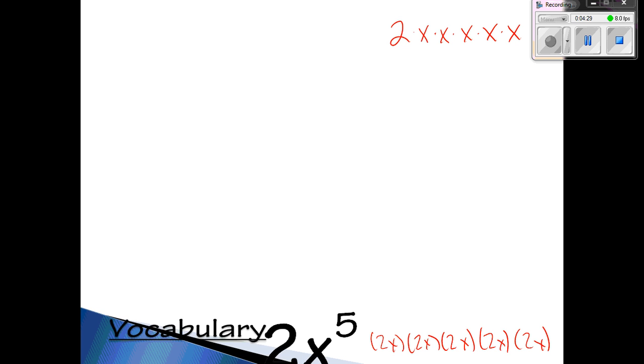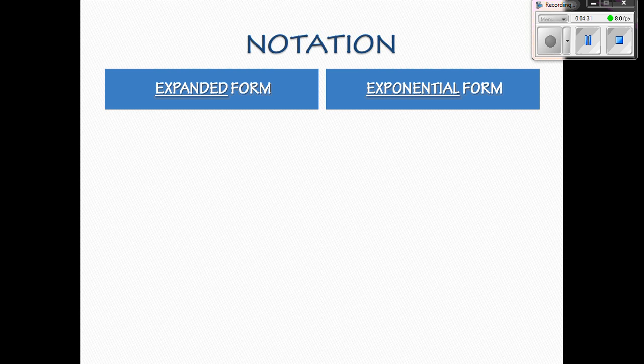All right, well, we've gone through all this. So in expanded form, we have -8 times -8 times -8 times -8 times -8. Now, mathematicians are very lazy. They don't like writing all of that stuff out. Okay, so expanded form is when it's written out long, and then exponential is when we would write it using the exponent. Okay, and that negative sign is in the parentheses because that's what all the 8's are. All the 8's are negative.